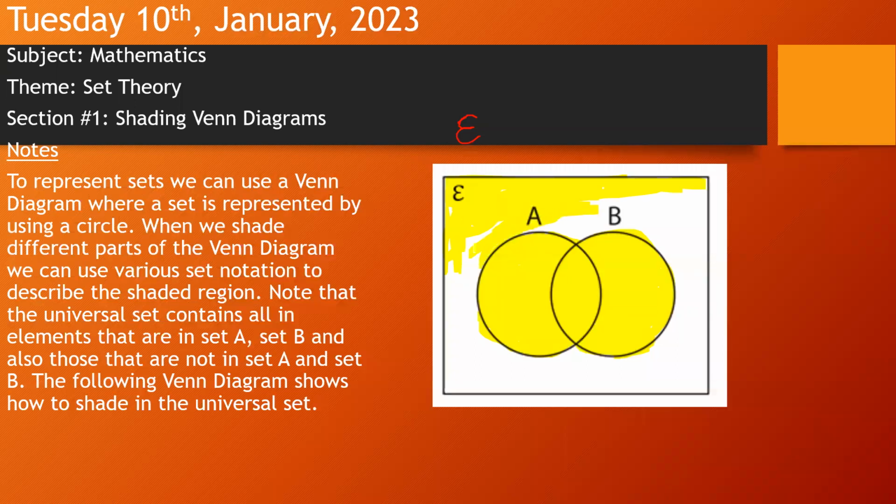So if we ask you to shade in the universal set, which contains all the elements, basically all we're doing is shading in the entire box. Everything: A, B, as well as the sets that are outside. So please write down the notes and draw this diagram for me, please. Okay.